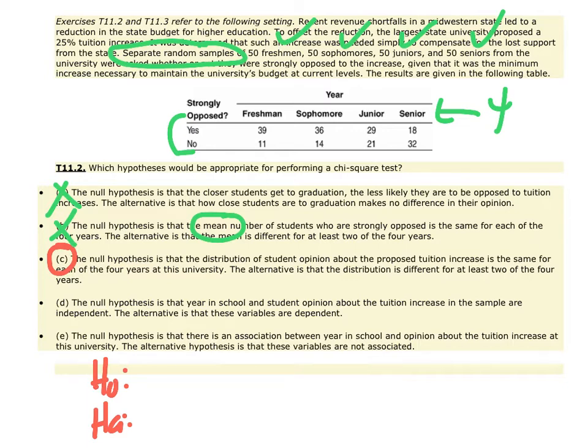Letter D, the null hypothesis is that year in school and student opinion about the tuition increases in the sample are independent. This is the chi-square test for independence, which we are not dealing with. We know it's a test of homogeneity. And then E, the null hypothesis is that there is an association. If this was a test of association, your null hypothesis would always start off that there is no association. So even if this were the case, this hypothesis is stated incorrectly for the test of association.